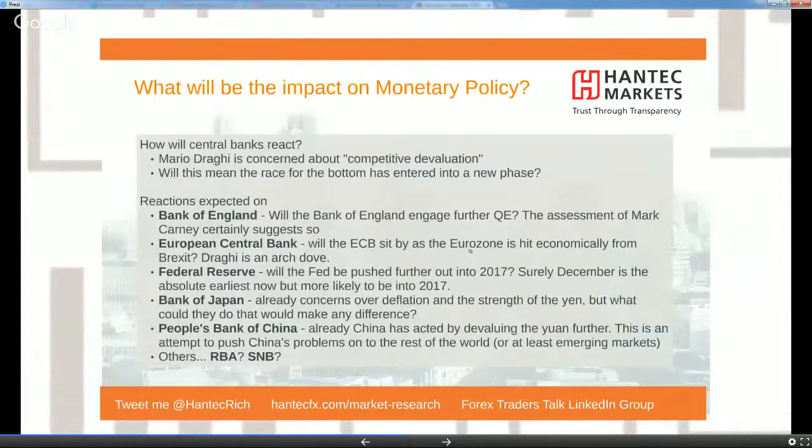So, impact on monetary policy. Obviously, central banks are already reacting. Bank of England monetary policy is likely to be looser in the coming months. That's the assessment of Mark Carney. He was suggesting that the negative impact on the UK economy will drive looser monetary policy over the summer months, probably.